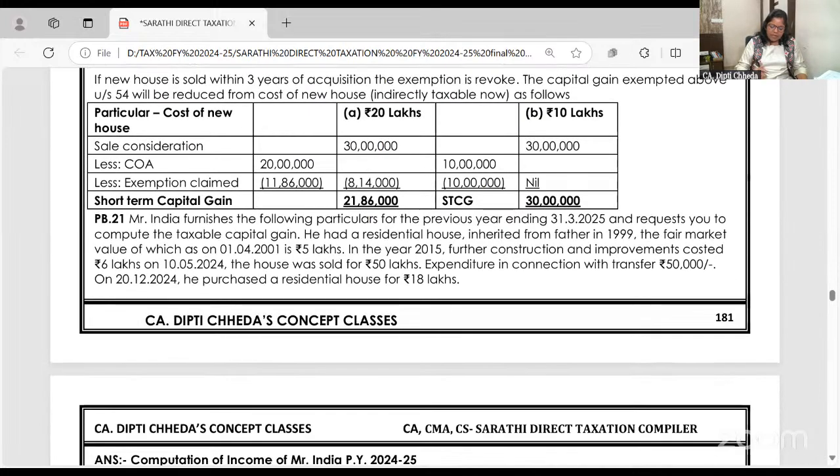28th one. 21 we are doing. Mr. India furnishes you details and requests you to compute the taxable capital gain. He had a residential house inherited from father. Whenever you get the house property by way of will or inheritance, you can take the cost of the previous owner. But father has acquired it in 1999, then can we take the fair market value of 2001? Yes. In year 2015, further construction and improvement was done.